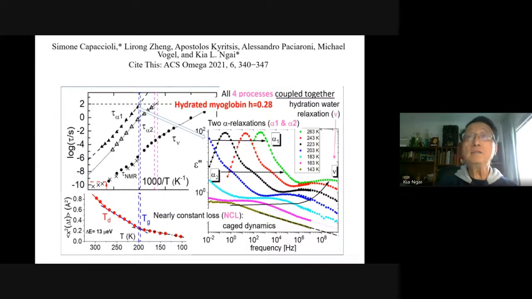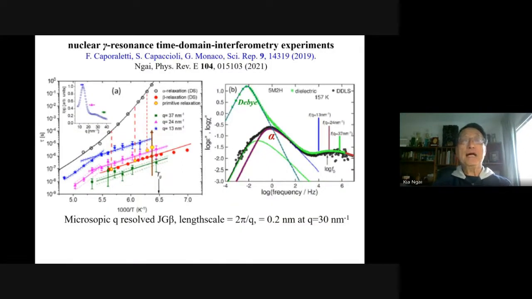Okay, let's go on. Again, showing now a new spectra. This is very new. You see, it's 2021, I wrote the paper, but that was done in 2019 by an Italian group, using the nuclear gamma resonance time domain interferometry experiment, which is a very high tech experiment done in Grenoble, and then also done in Japan too.